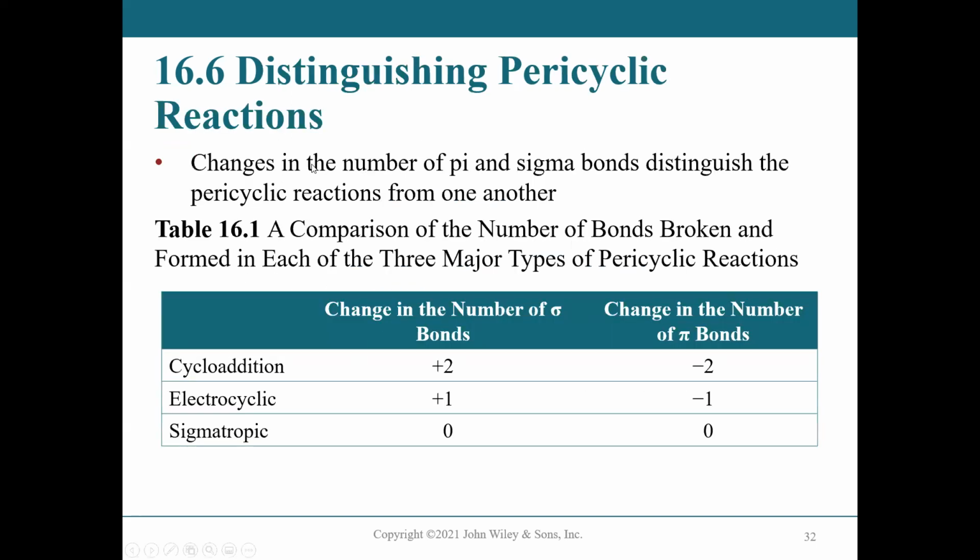All right. So changes in the number of pi and sigma bonds distinguish the pericyclic reactions. So here are your three different ones, and they give you a table for the change in the number of sigma bonds and the change in the number of pi bonds.